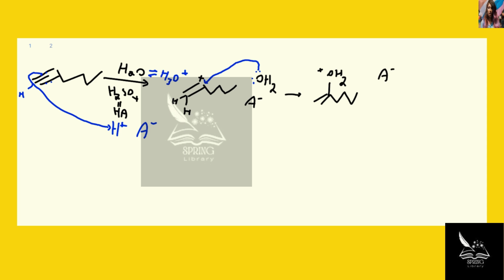So A minus can pick up one of those protons because we have a positive charge and a negative charge. Plus 1 minus 1 equals 0. So why not just neutralize everything so it itself would truly be 0? So A minus will pick up one of those protons, giving those lone pair electrons to oxygen to form an alcohol and reform our acid catalyst.